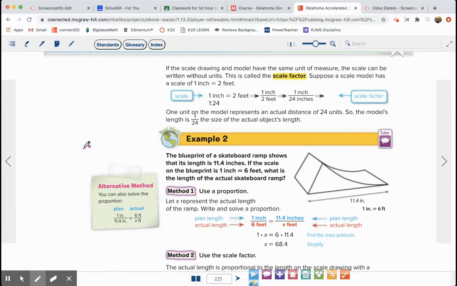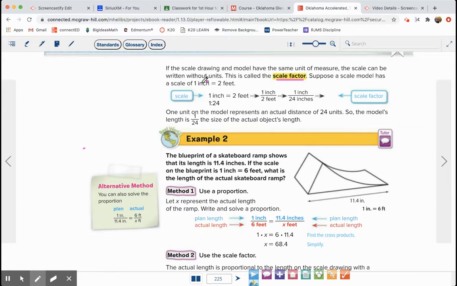Okay, before we look at example 2, I want to talk about this up at the top, scale factor. That's different from your scale. This says if the scale drawing of a model have the same unit of measure, the scale can be written without the units. That is called a scale factor. So a scale factor is when your scale has the same units. Like before, we may have had centimeters to inches, or in this case, inches to feet. If they're both inches or both feet, that is called a scale factor.